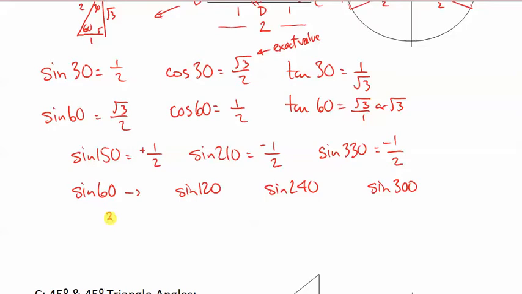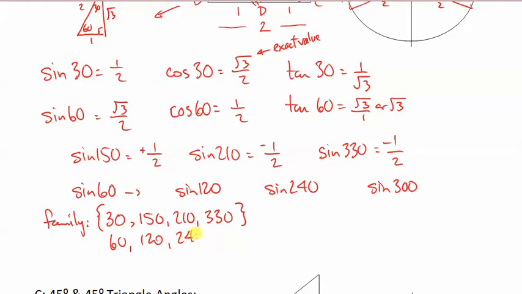So the family, I sometimes refer to these as families of angles. The 30-degree angle, the 150, the 210, and the 330 behave in a similar way. The 60-degree angle, the 120, the 240, and the 300, again, behave in a similar way.